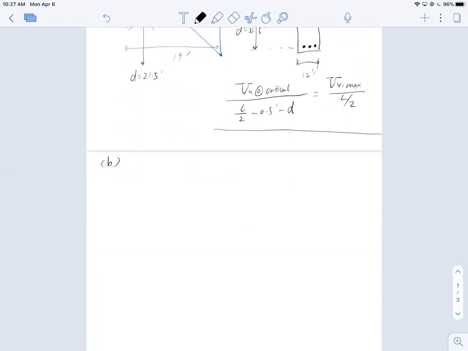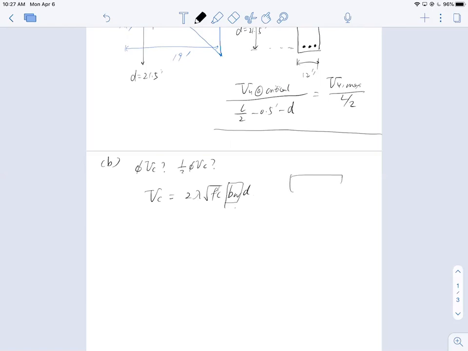Using ACI equation. Well, this should be 19 now, but the equation numbers stay the same. There's a typo, sorry about that. Calculate the values for phi Vc and 0.5 phi Vc and locate these values on the factored shear force diagram. So step by step, what is phi Vc and half phi Vc? Vc is 2 lambda square root f'c bw d. The only trick is bw.